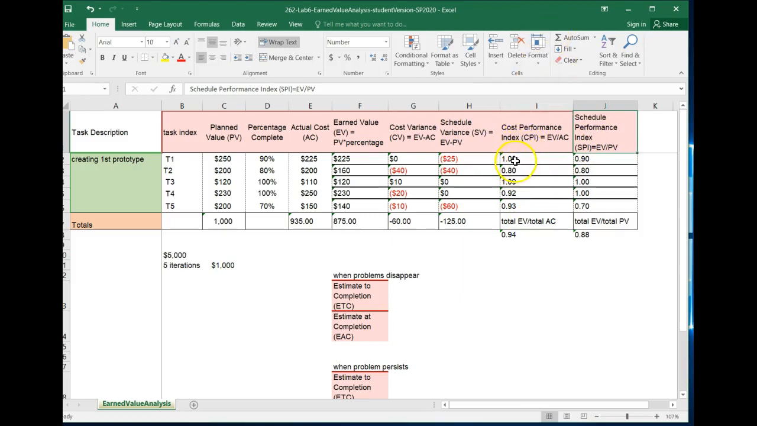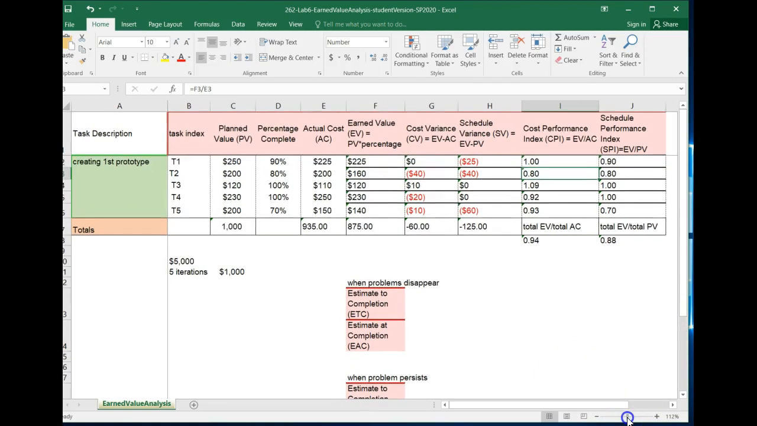So let me talk about this number. 80 cents, it means that for every dollar you spend, you get 80 cents worth of work done. That's the meaning of cost performance index. 1.09, for every dollar spent, you get $1.09 worth of work done. 92 cents worth of work done for every dollar spent.